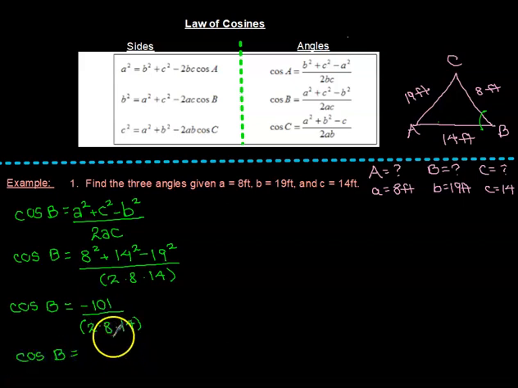equals about negative, let me do an approximation, equal sign, negative 0.45089. So I don't want you to round this. I want you to keep that entire decimal.